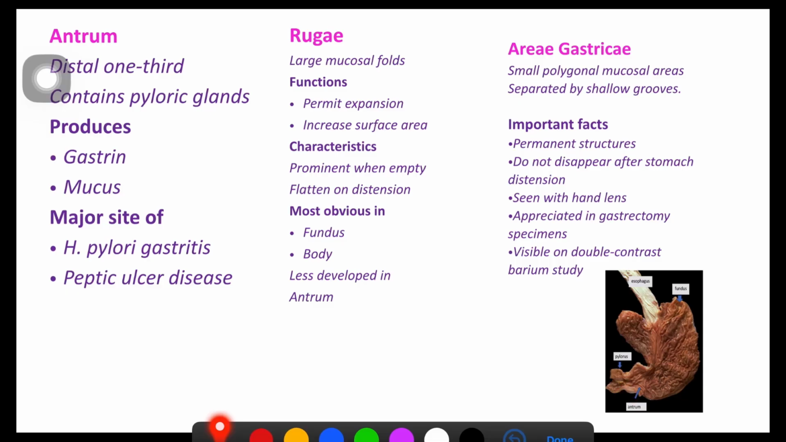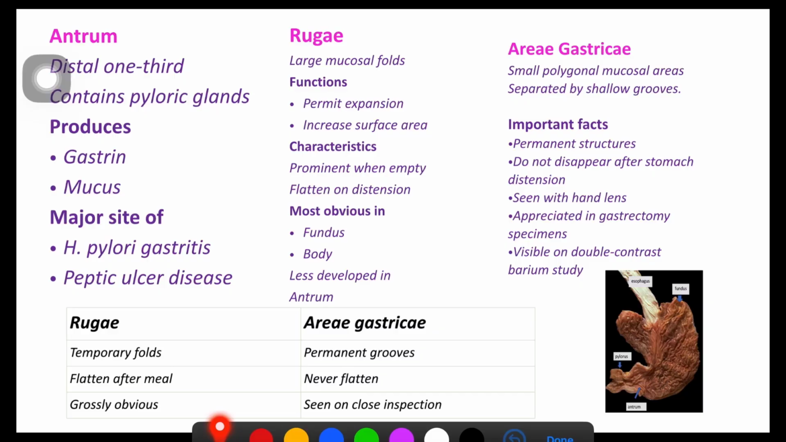Now another terminology, area gastrici. These are the small polygonal mucosal areas separated by shallow grooves, and an important fact is these are permanent structures, and they do not disappear after stomach distension like rugae. Seen with the hand lens and appreciated in gastrectomy specimen, visible on barium study, double contrast barium study.